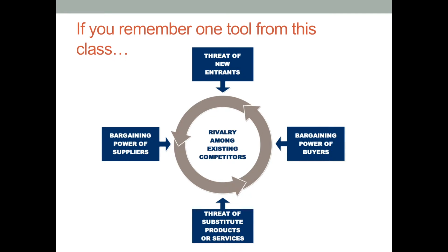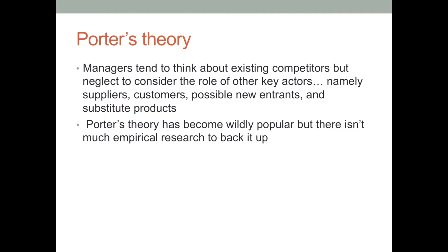Well, if you remember one tool from this class, it's probably going to be Michael Porter's 5 Forces. There's a separate video, an interview with Michael Porter himself, describing the tool and how it's applied. Instead, I'm going to focus on highlighting a couple of the nuances and criticisms of Porter's 5 Forces. So in a nutshell, Porter's theory is that managers tend to think about existing competitors but neglect to consider the role of other key actors, namely suppliers, customers, possible new entrants, and substitute products. His theory has become wildly popular, but there isn't a lot of empirical research to back it up.